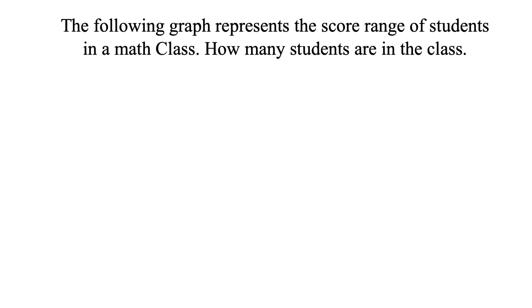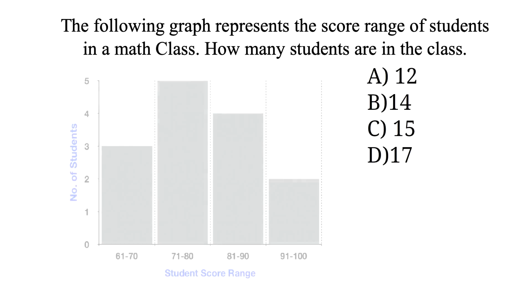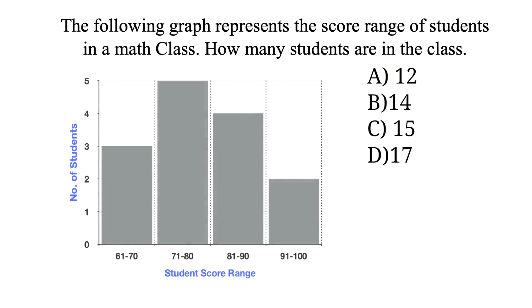The following graph represents the score range of students in a math class. How many students are in the class? A. 12, B. 14, C. 15, D. 17. Being able to read and interpret graphs is a must on the GED. Here, the x-axis represents the score range and the y-axis represents the number of students whose scores are within that range. From the graph, you'll notice that there are 3 students whose score ranged from 61 to 70.